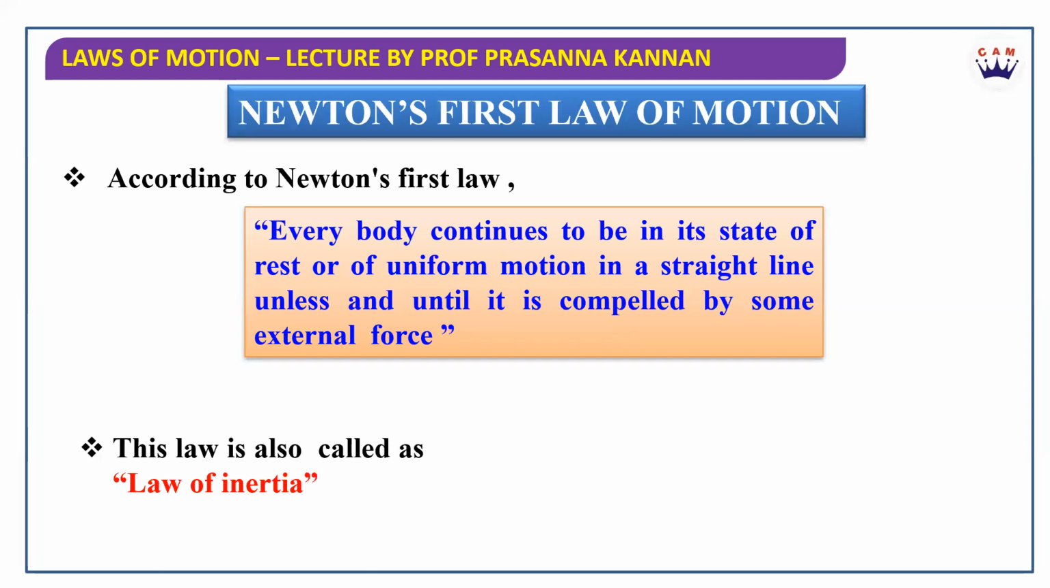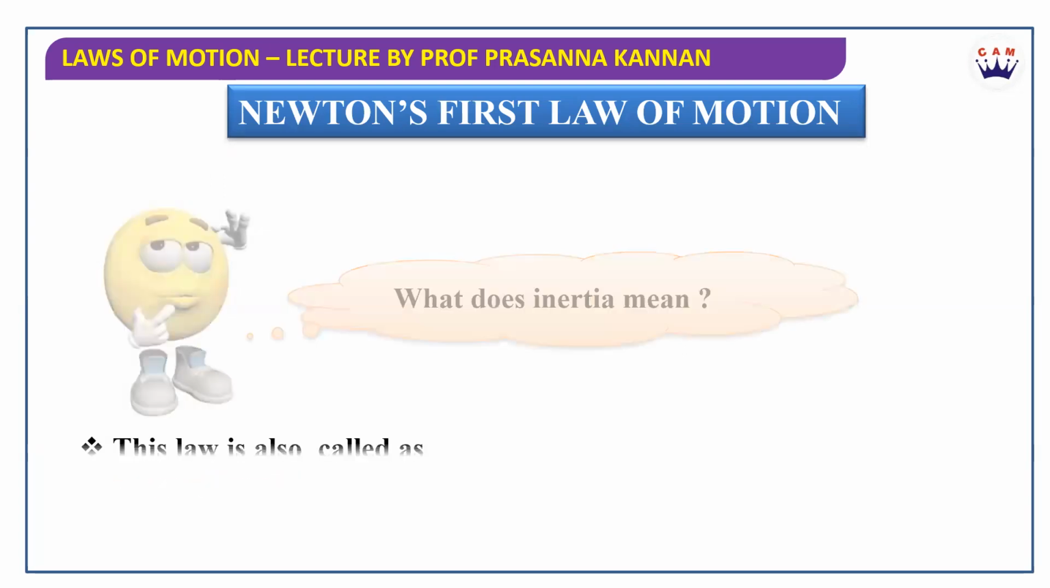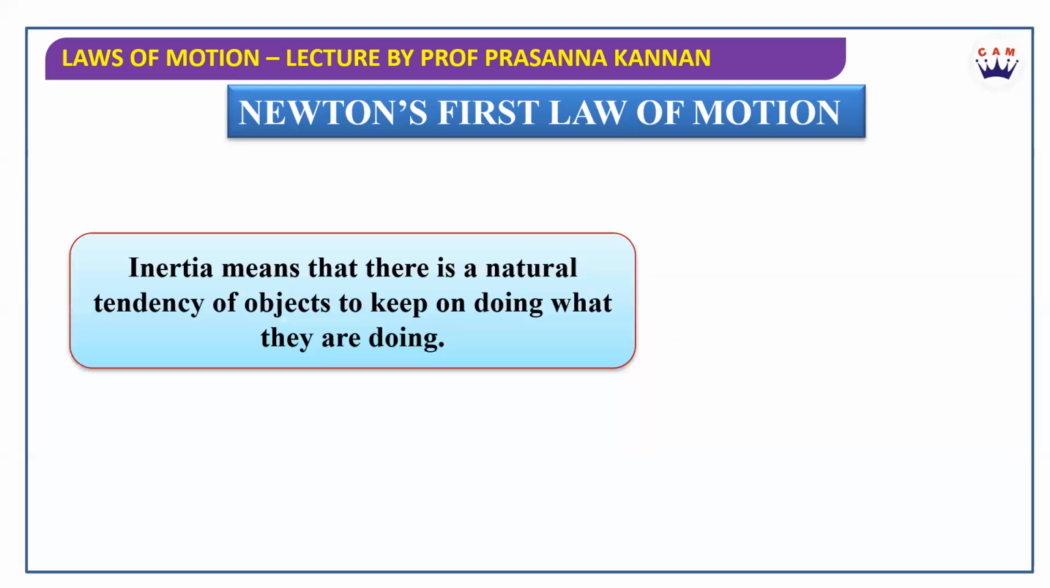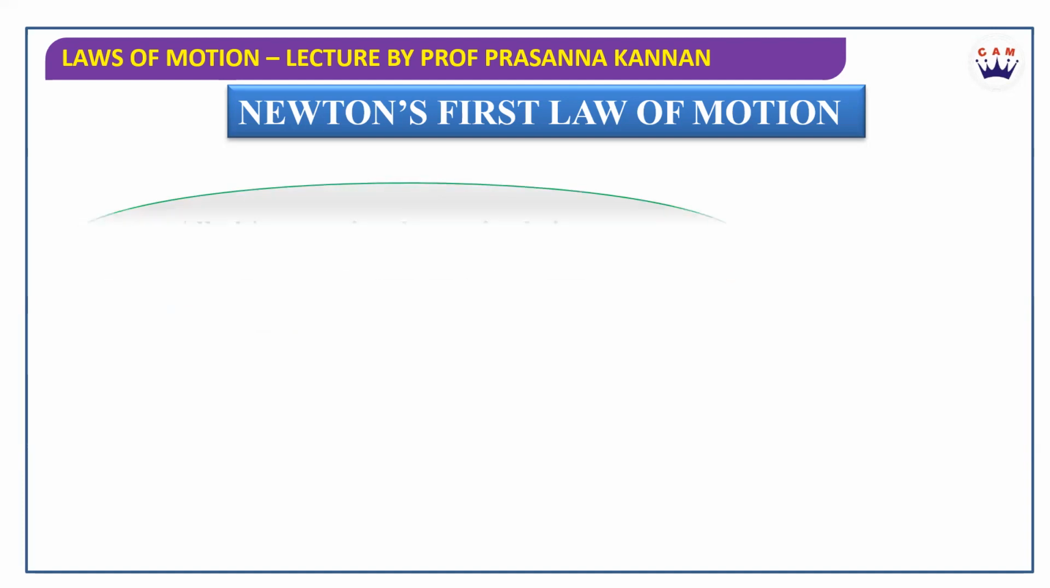So what is Newton's first law of inertia? Every body continues to remain in its state of rest or uniform motion in a straight line until and unless an external agency called force is applied. This law is called law of inertia. It is the natural tendency of objects to keep doing what they already are doing. All objects resist change either in a state of rest or uniform motion.